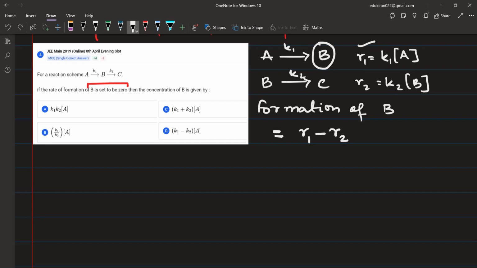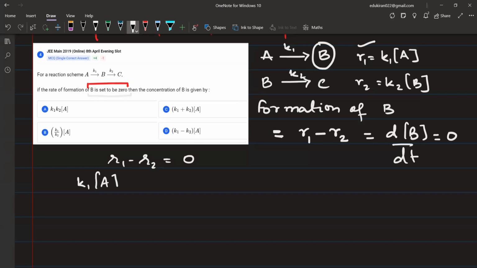And they have also said the rate of formation of B is set to be 0. That means R1 minus R2 is equal to dB upon dt, which will be equal to 0. Correct? That means what can we say? R1 minus R2 is equal to 0. And from here I will plug in K1A minus K2B equal to 0. Clear? So B will be equal to how much?